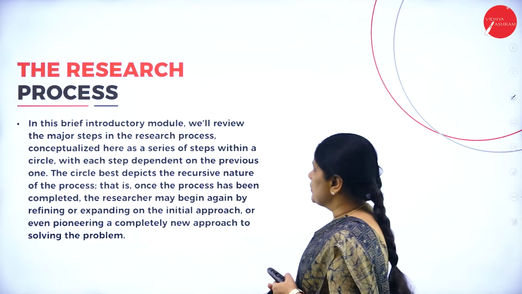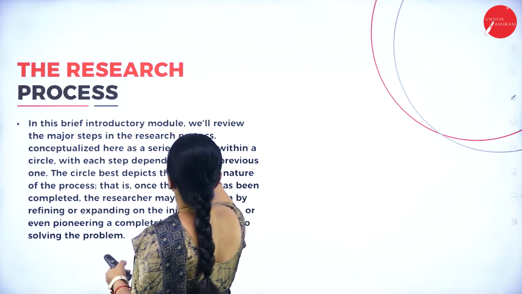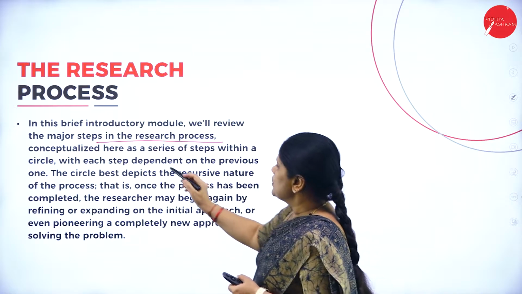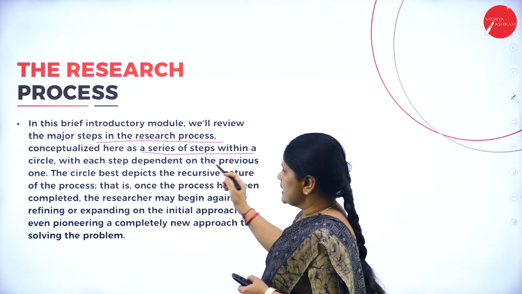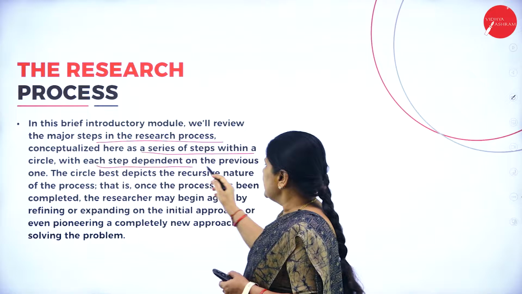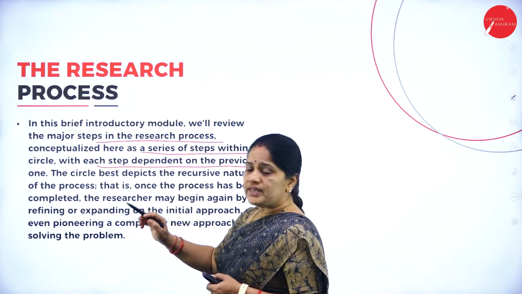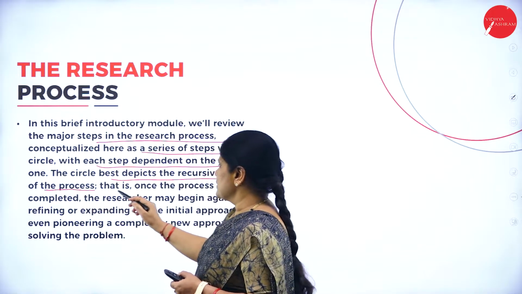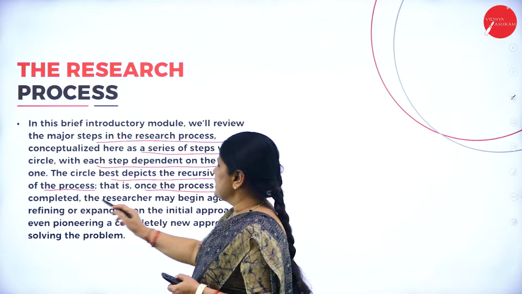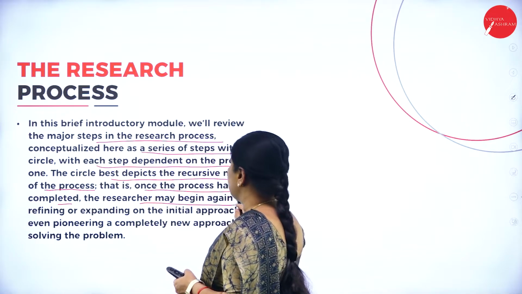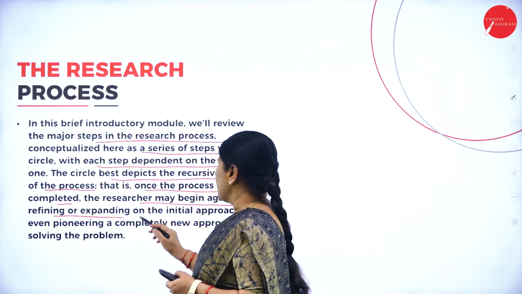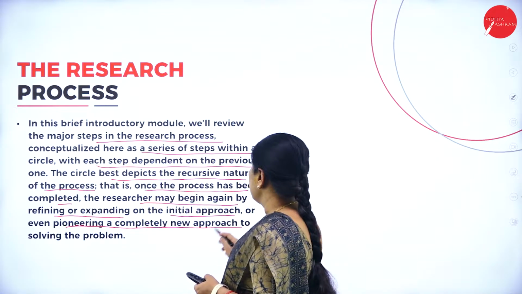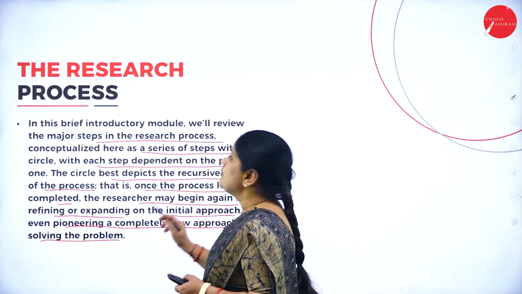Now, the research process. In this brief introductory model, we will review the major steps in the research process, conceptualized here as a series of steps within a circle, with each step dependent on the previous one. The circle best depicts the recursive nature of the process. That is, once the process has been completed, the researcher may begin again by refining or expanding on the initial approach, or even pioneering a completely new approach to solving the problem.